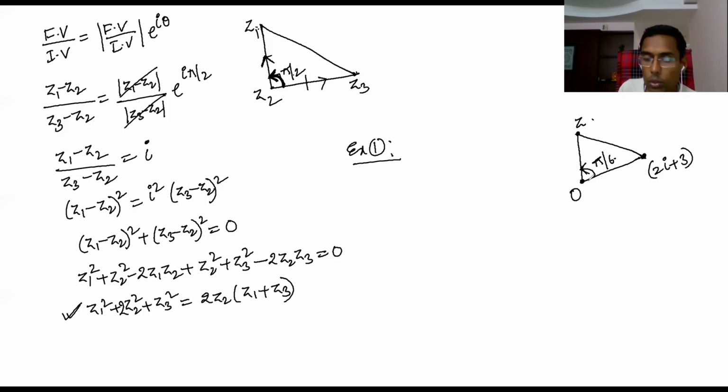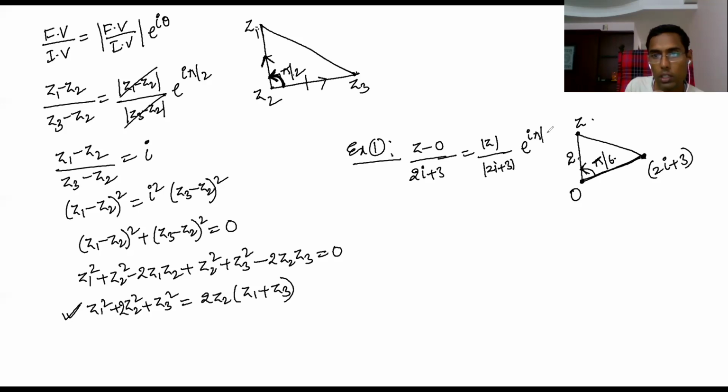Also, I'm going to give you that this modulus is already given. I'm giving this length as 2. Length of OZ is 2. So what is the final vector? Z minus O, Z minus 0. What is the initial vector? 2i plus 3 minus 0. This is equal to mod Z by mod of 2i plus 3 into e power i pi by 6.